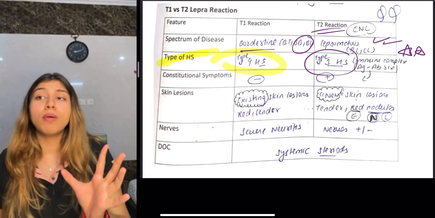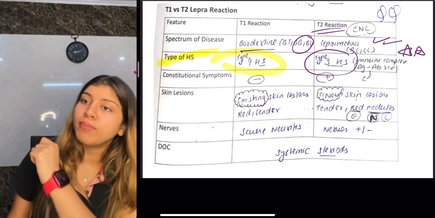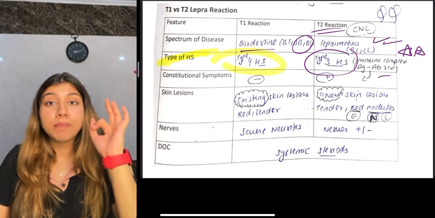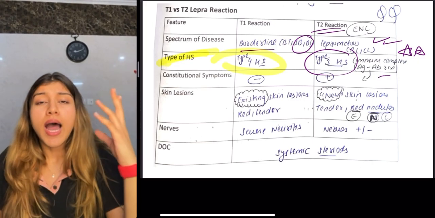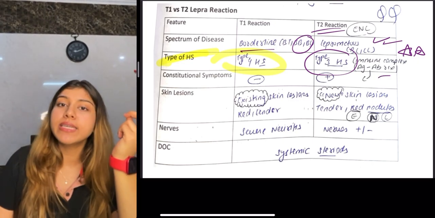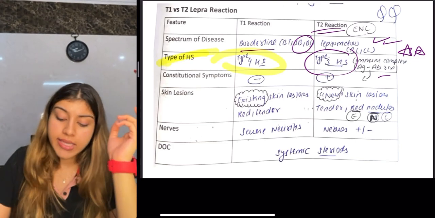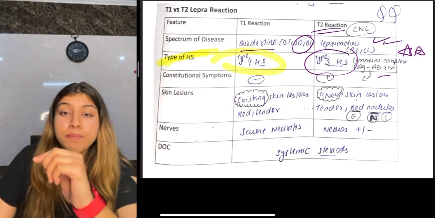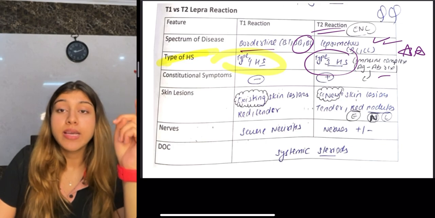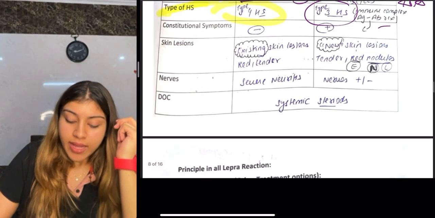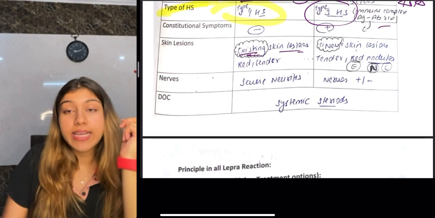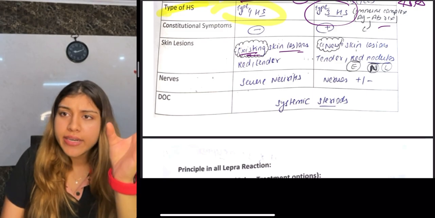This is an immune complex, basically your antigen-antibody complex reaction, which is a type 3 hypersensitivity. Are there going to be any constitutional symptoms in type 1 lepra reaction? No. Whereas there will be constitutional symptoms which you will see in patients with type 2 lepra reaction. The skin lesions, guys, there are going to be existing skin lesions. They are going to be red and tender in nature.